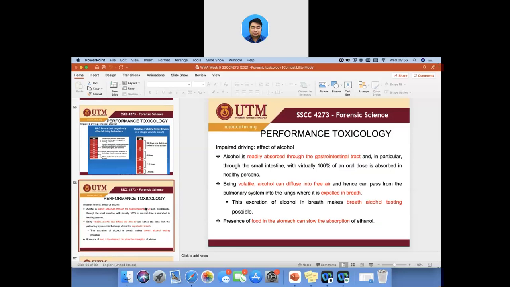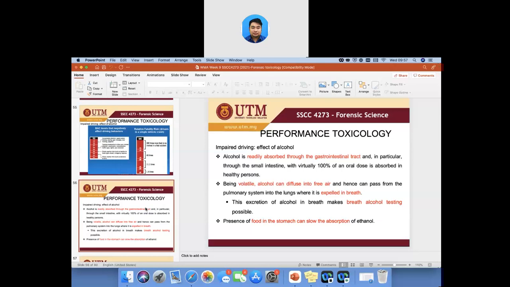Imagine that the alcohol, ingested orally, goes into your stomach, into your gastric juices, and flows into your small intestine for absorption. So the alcohol is now in your blood. But being a volatile substance, when it goes back to the lungs for the carbon dioxide to be expelled, alcohol is also able to move with the carbon dioxide outside of your lungs. That is why the breathalyzer is possible: you can detect the alcohol concentration based on your breath.